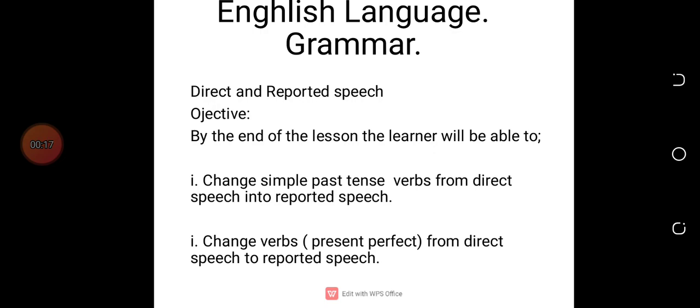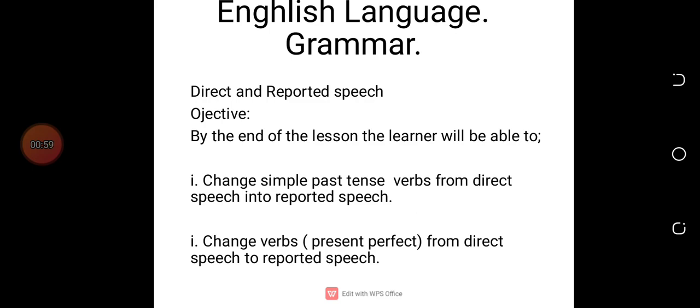where we are going to look at one of the aspects, grammar. For our lesson today, we are going to look at how to change a verb in the simple past tense, that's in a direct speech to reported speech. And we'll also look at how to change verbs in the present perfect in the direct speech to reported speech.